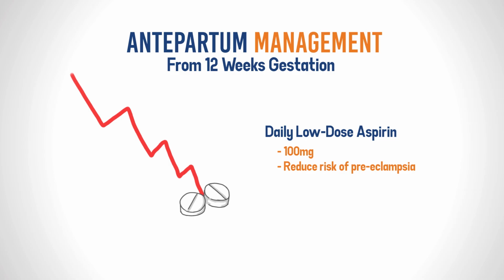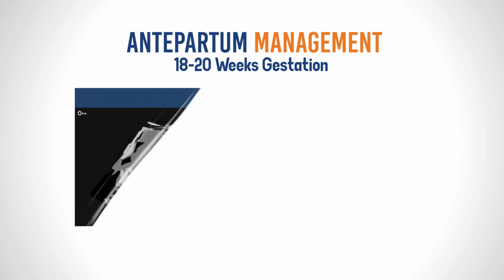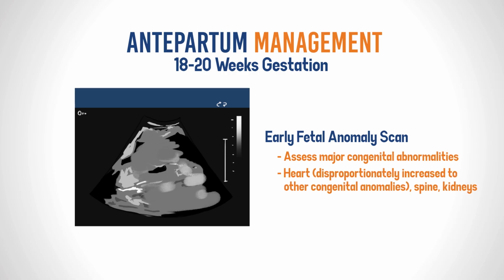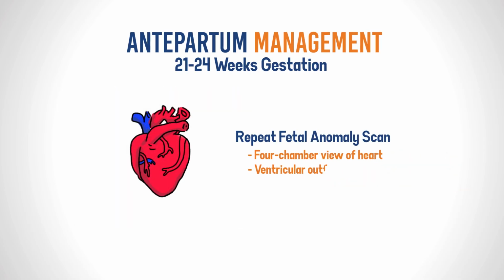Between 18 to 20 weeks gestation, women will undergo an early fetal anomaly scan to assess for major congenital abnormalities, particularly of the cardiovascular system. This is repeated between 21 to 24 weeks gestation.